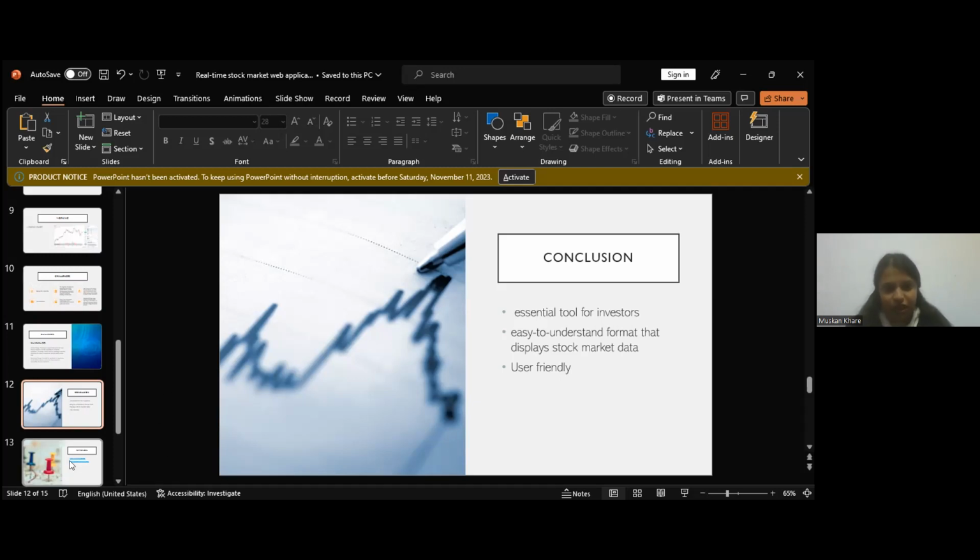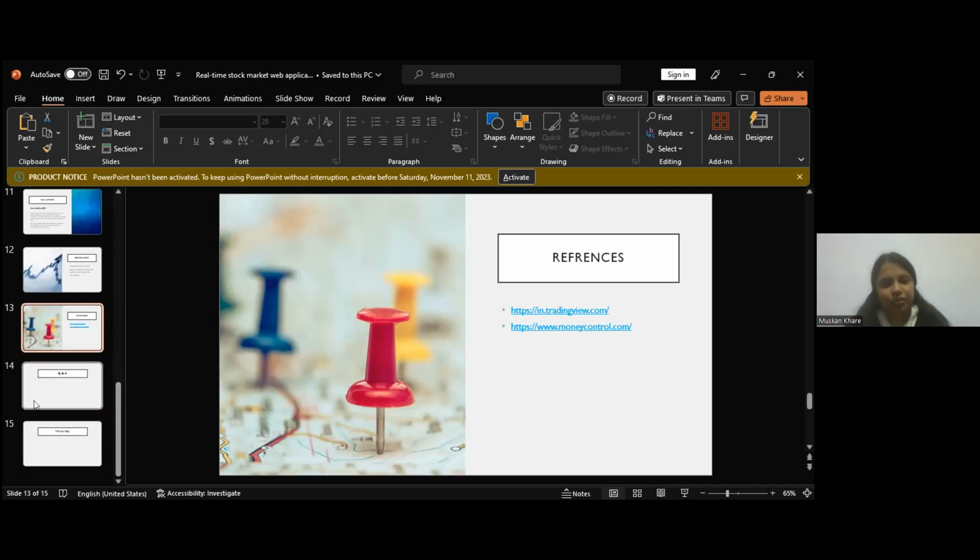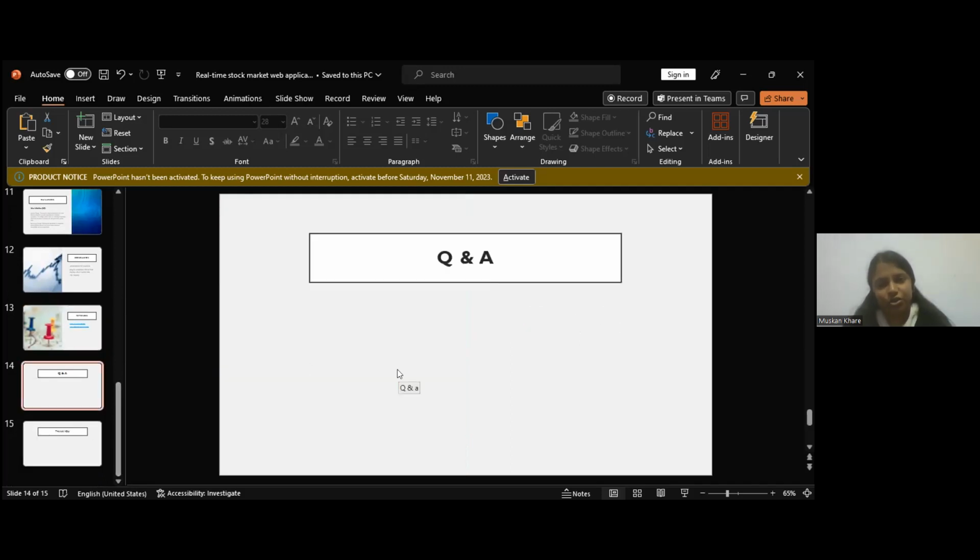So now these are my references. To understand the stock market, I have used these two websites, Money Control and TradingView. There are several websites like Zerodha and others, but I have used these two. Then, ma'am, if you have any questions, you can ask.